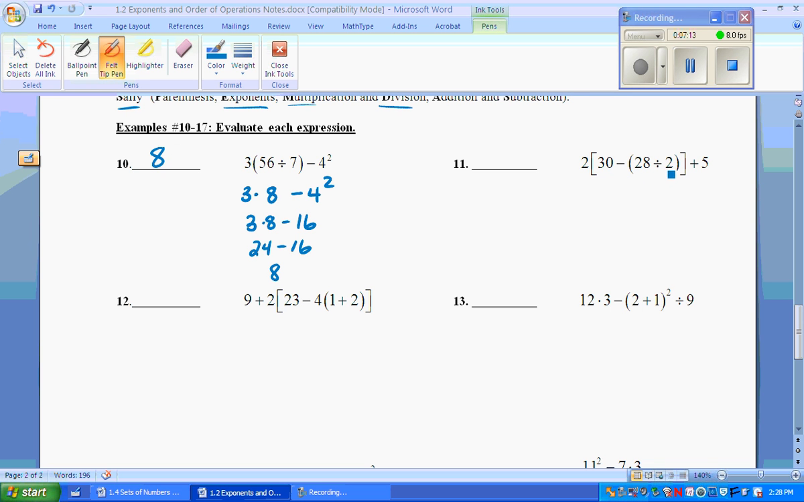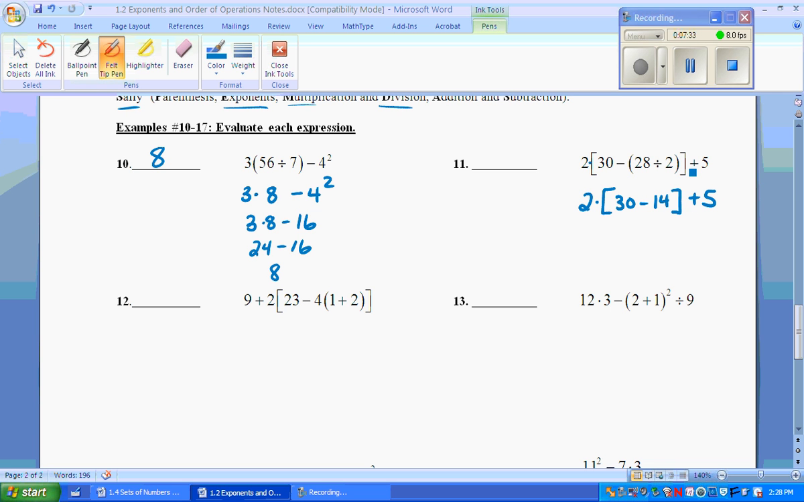Number 11 here, we have 2 sets of parentheses. And once again, it is a multiplication with that 2. So we got 2 times, parentheses, 30 minus whatever 28 divided by 2 is. Well, it's half of 28. Half of 28 is 14.